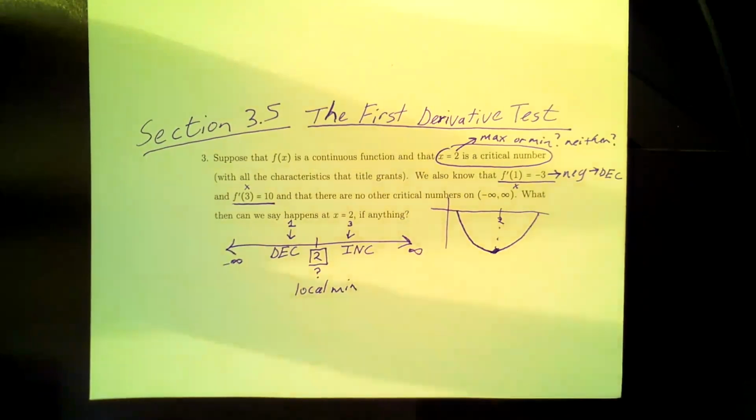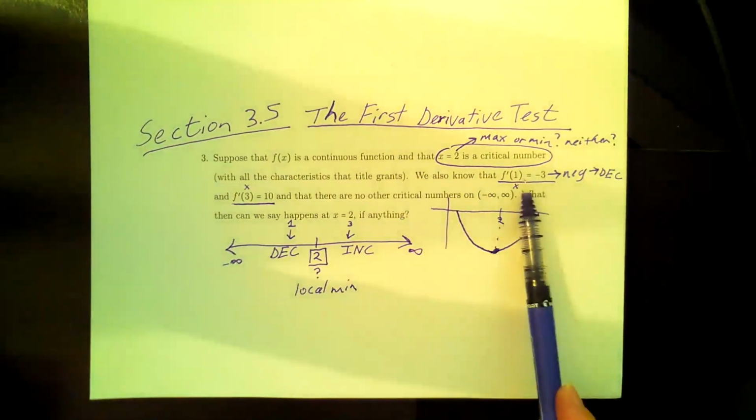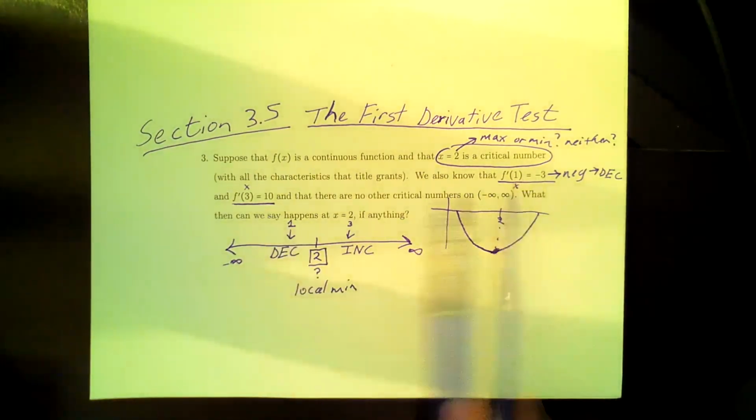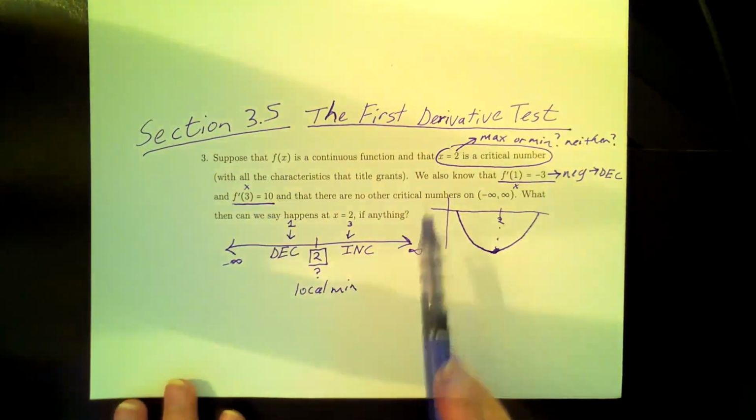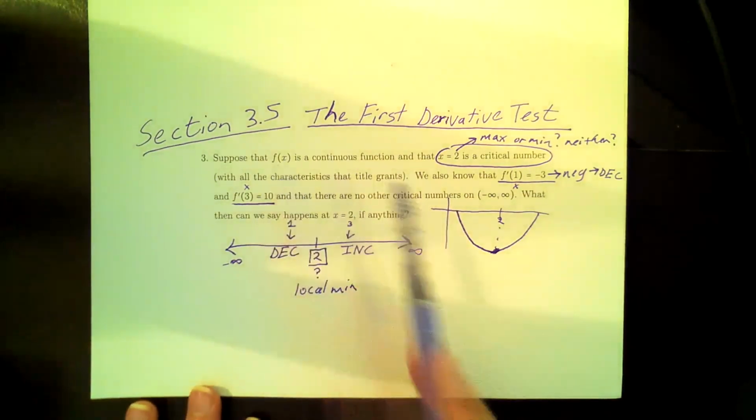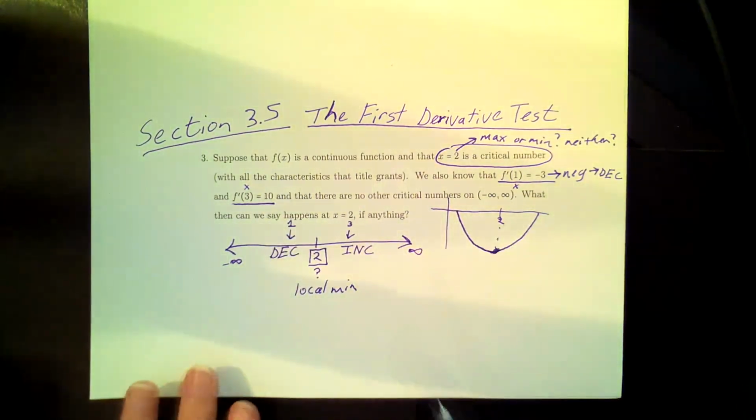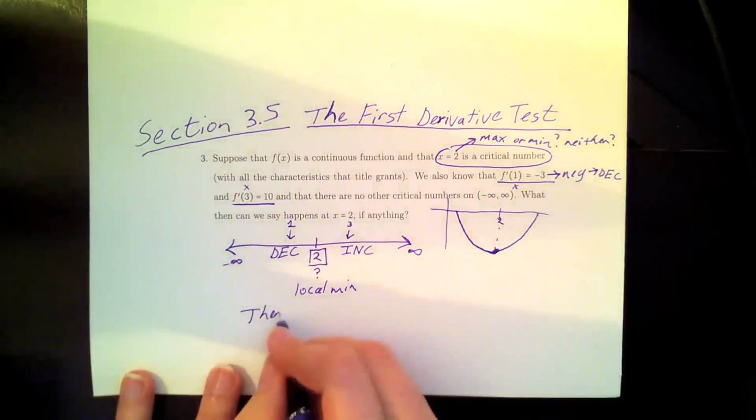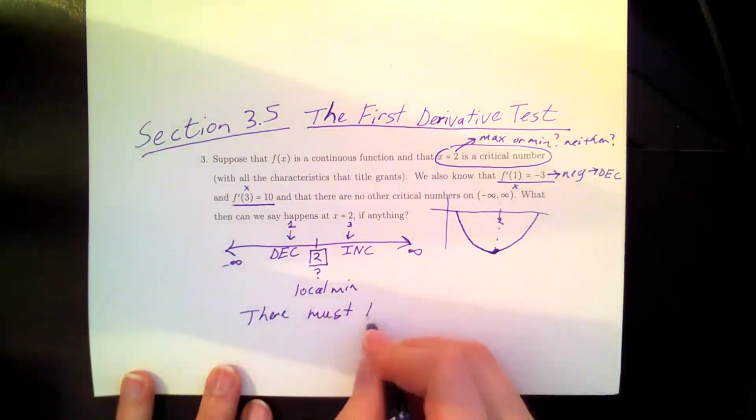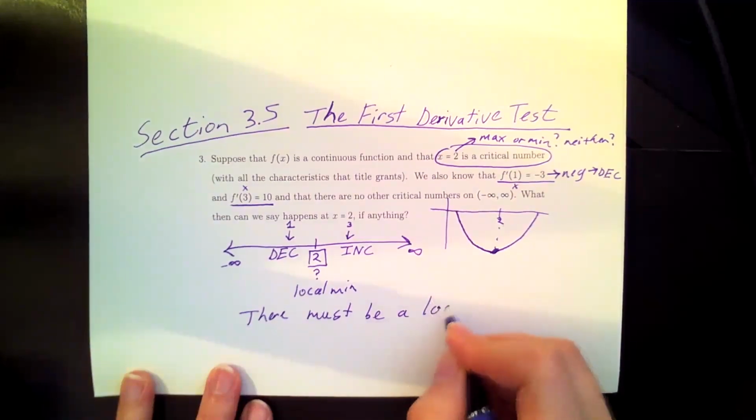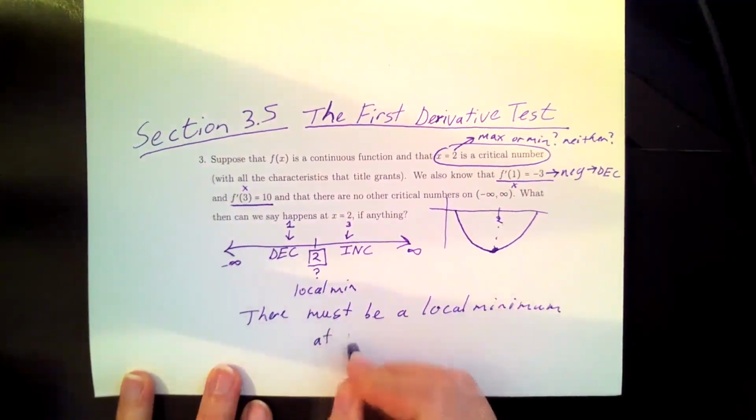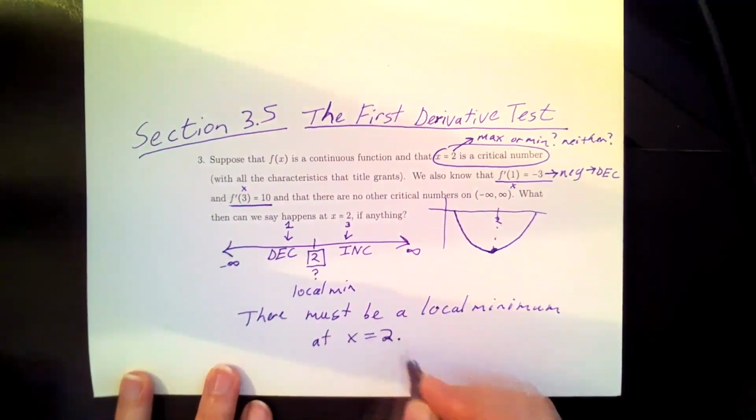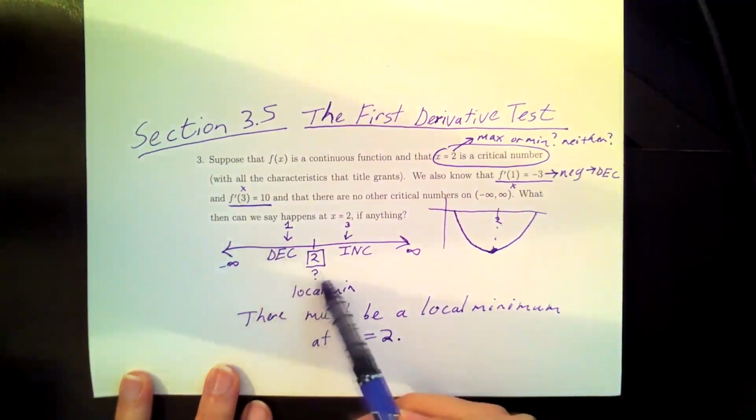This is what they mean by finding maxes and mins using the derivative. They gave me information about the derivative, but I can infer from that data that the original function, which I can't see, they didn't tell me what it was, must have a minimum there at x equal 2. There must be a local minimum at x equal 2. Why? Because my function is decreasing on one side and increasing on the other.